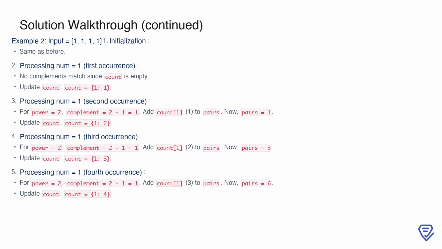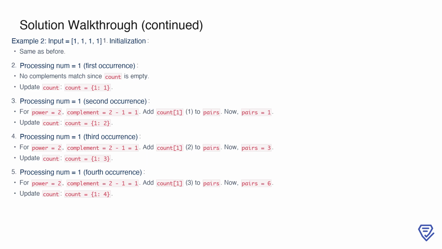In this example, the input array is 1, 1, 1, 1. The initialization is the same as before, with mod, powers_of_2, count, and pairs set up. When we process the first occurrence of 1, no complements match because count is empty. We then update count to {1: 1}. For the second occurrence of 1, we calculate the complement for the power of 2 equal to 2. The complement is 2 minus 1, which is 1, and since 1 exists in count, we add its frequency, which is 1, to pairs. This makes the total pairs 1.